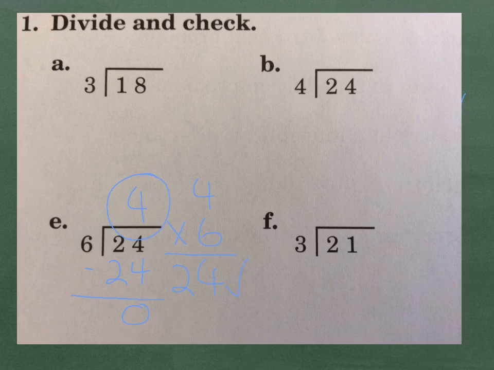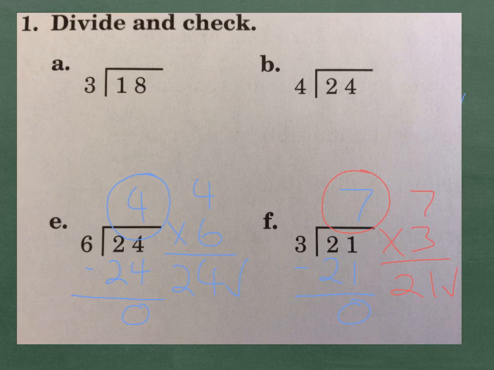The next one, 21 divided by 3. 3 times 7 is 21. Subtract, you get 0. Now we're going to take our 7 times 3. That gives us 21. So that does check, and 7 is correct.